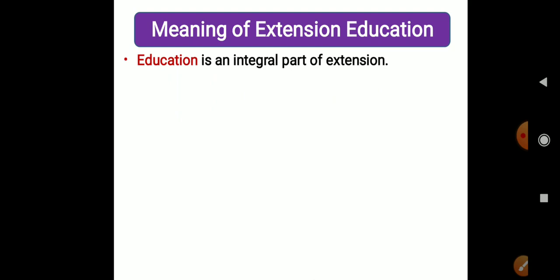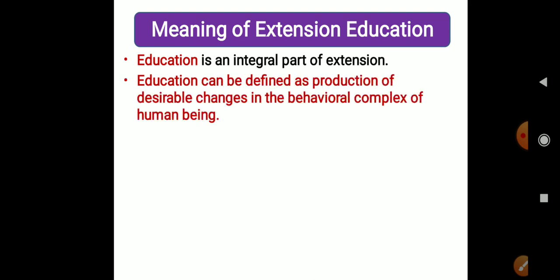Basically, through extension we are trying to provide education to the parents, to the farmers, to the people, to the community, to the society. And without education we are unable to change the society. So education is an integral part of the extension. So what does education mean? Now try to understand what education is. Education can be defined as production of desirable changes in the behavioral complex of human being.